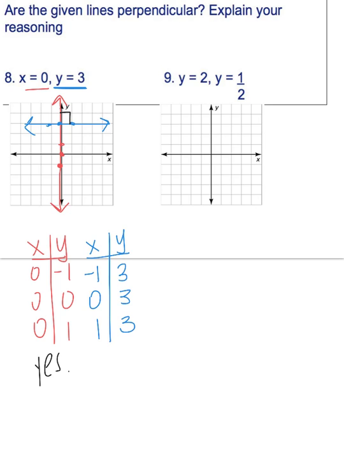Their slopes are opposite reciprocal, with one of the slopes being 0, the blue one, and the red one being undefined, which are opposite reciprocal. So yes, because they have opposite reciprocal slopes, and they form a 90-degree angle. So at your table group, I want you to try number 9. Go ahead and graph it, and then tell me, are they perpendicular?